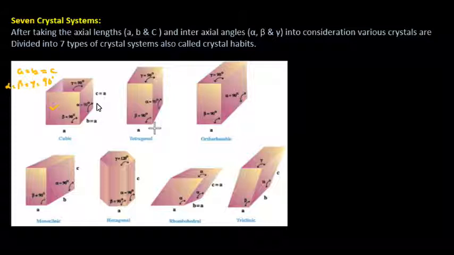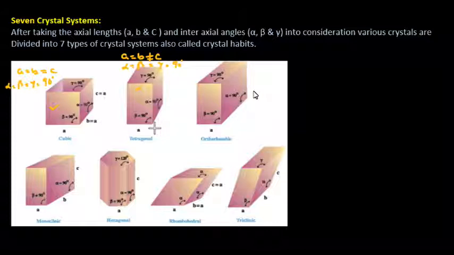Now we'll see tetragonal, the second one. For tetragonal, two sides are equal. A is equal to B is not equal to C, and all the three angles are 90 degrees. So we can write alpha is equal to beta is equal to gamma is equal to 90 degrees.